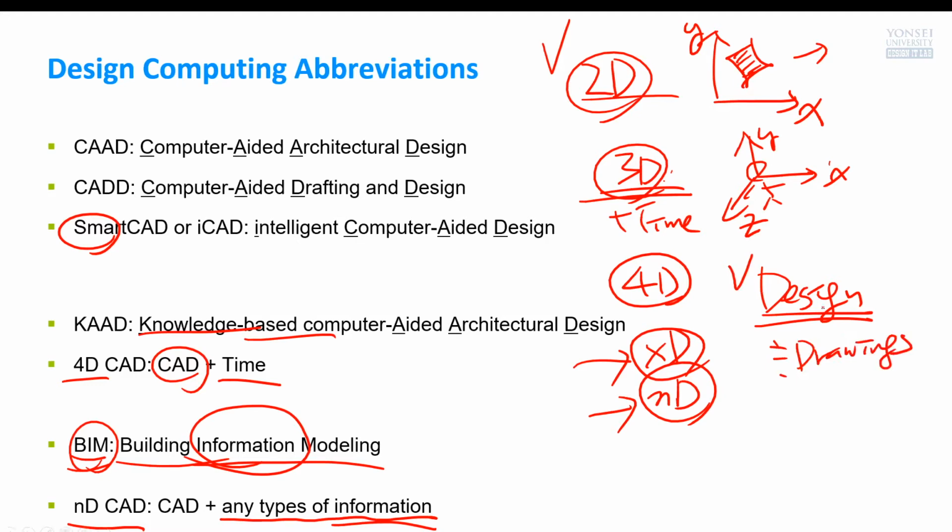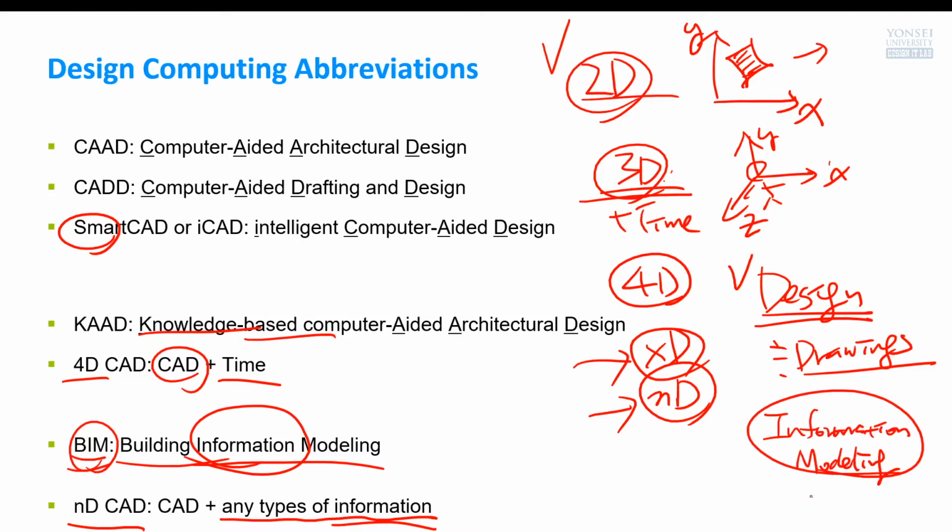Floor plan, elevation, section drawings, sketches, 3D renderings, representations. They were designed before digital technologies. But nowadays, as I told you before, information modeling is very important and critical. This represents very critical aspects of today's design approach.